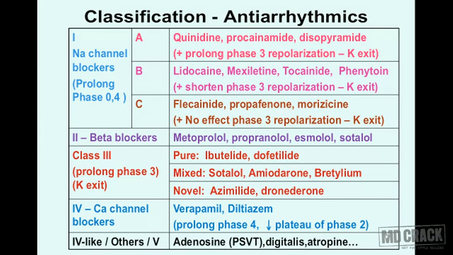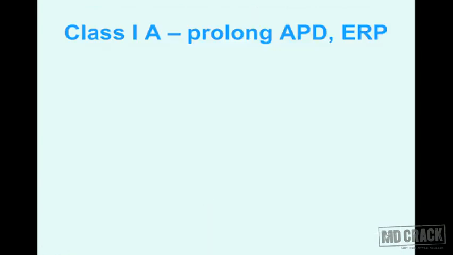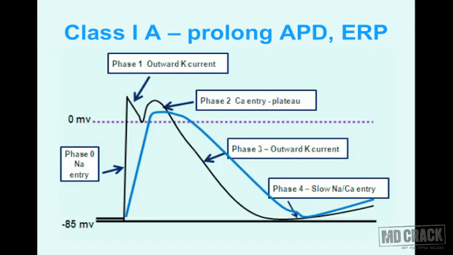Class 1, sodium channel blockers, out of which the class 1A also prolong the phase 3 repolarization. Class 1B shorten the phase 3 repolarization, and class 1C have no effect on phase 3 repolarization. Class 2, beta blockers. Class 3, drugs which prolong the phase 3 or the repolarization due to the potassium exit. Class 4, calcium channel blockers, and others. So let's move further. Further, we discuss the class 1A agents. These drugs prolong the action potential duration and increase the effective refractory period.